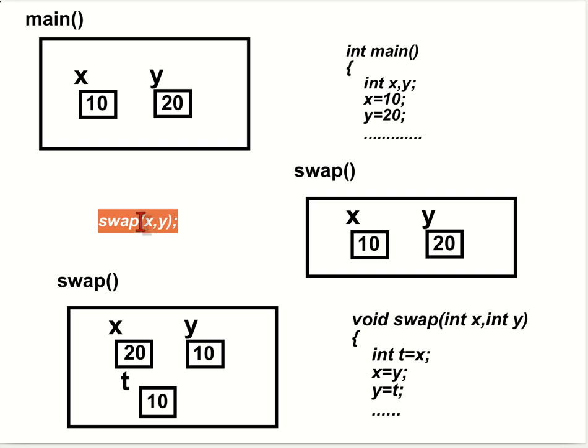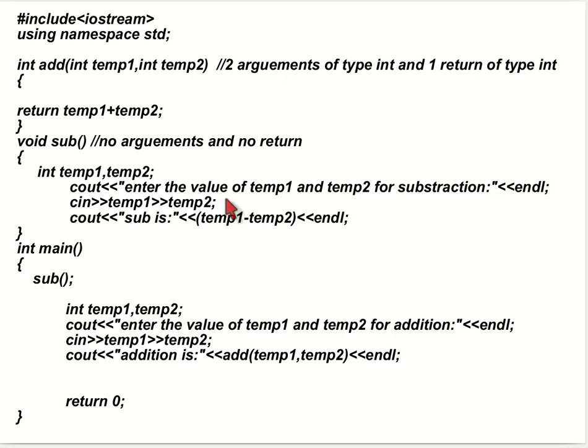It will give the local x a value of 10 and the local y a value of 20 here. Okay, and then what happens? The interchange will happen. So inside the swap function we have x as 20, y as 10, and t as 10. Inside the swap only we have exchanged x and y. Inside the main, if you are printing x and y again, it will print only 10 and 20.